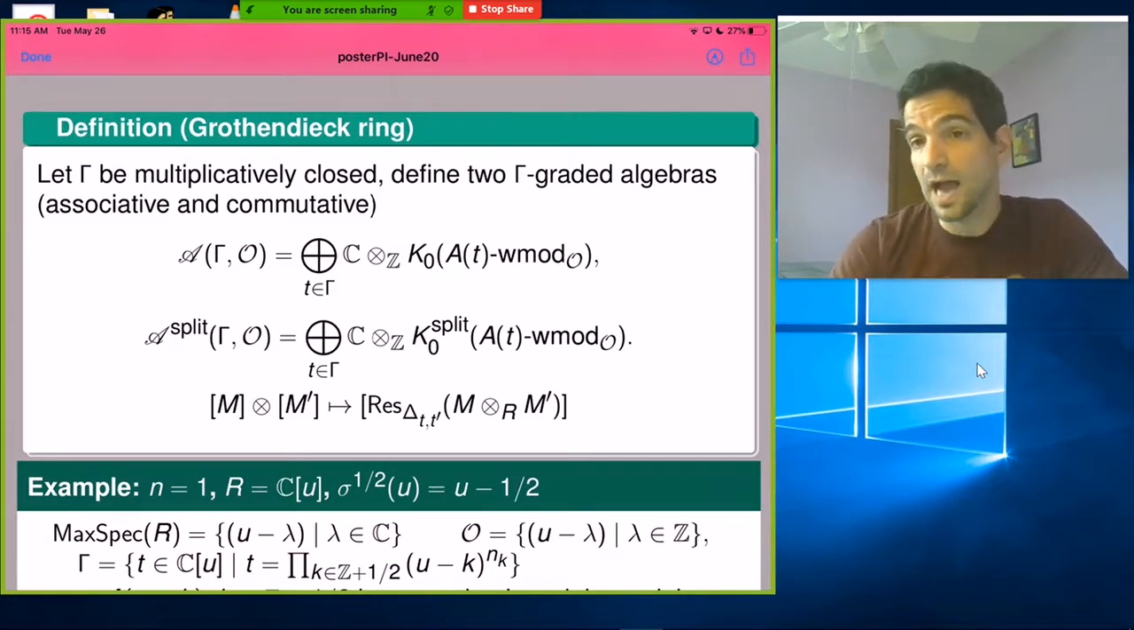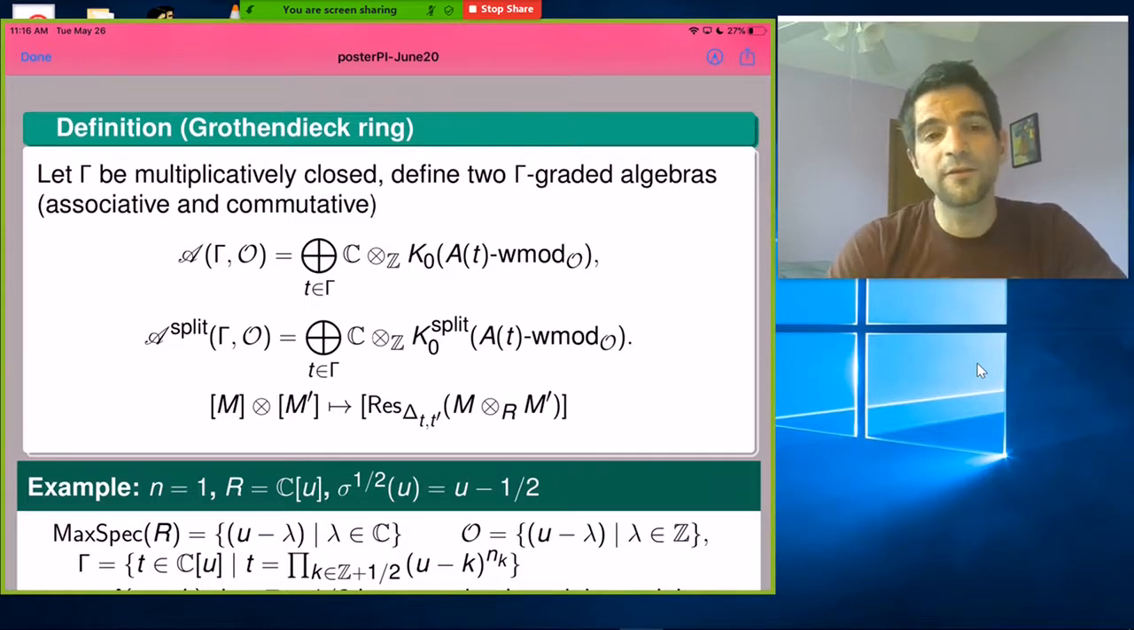a tower of these TGWAs, and we get, so now this tensor product becomes an associative and commutative operation on the sum of all these Grothendieck groups. So we call this the Grothendieck ring corresponding to certain parameters R, sigma, and with a certain multiplicatively closed set of all the t's.